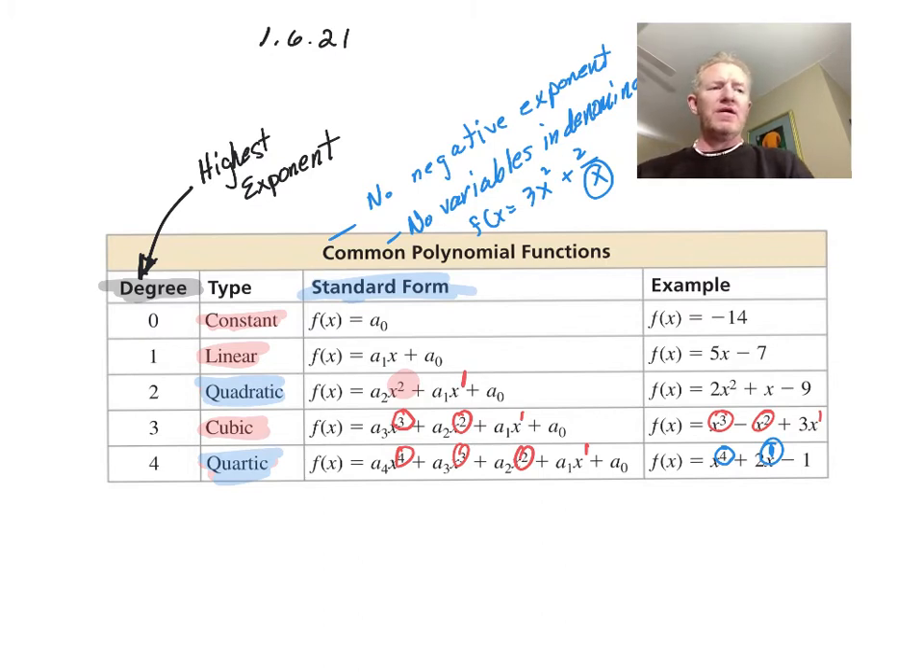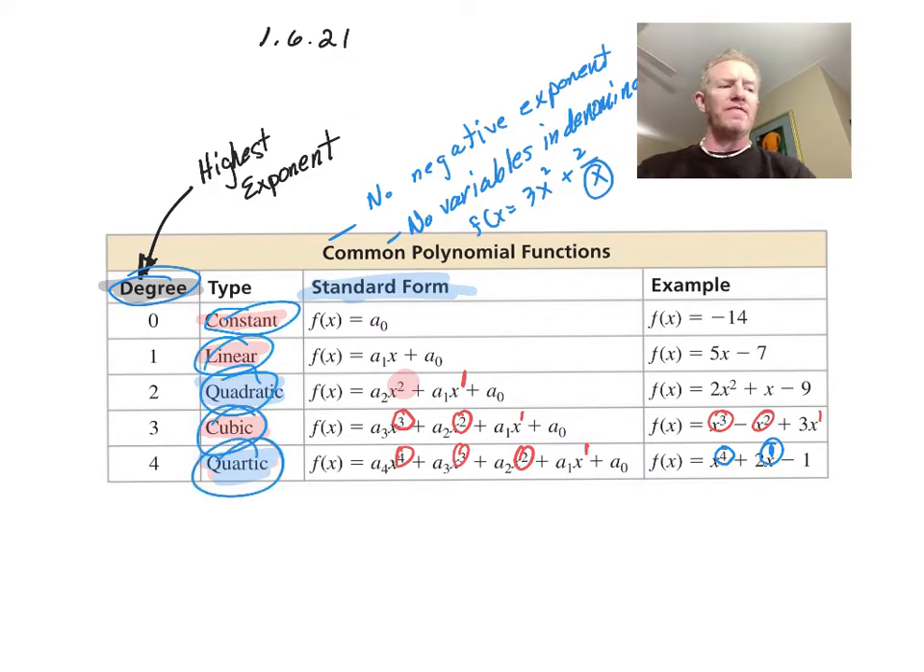So 3 things you kind of need to get out of this: how do we tell the degree? Highest exponent. Then based on that highest exponent, what do we name it? Okay, so those are the names you've got to know. And then how do I put it in standard form? And so we're going to take a look at each of these concepts.